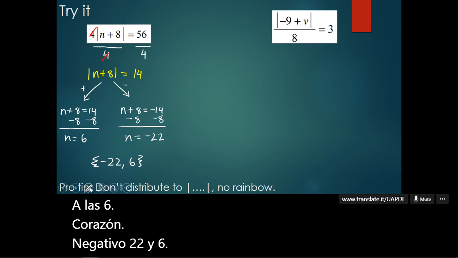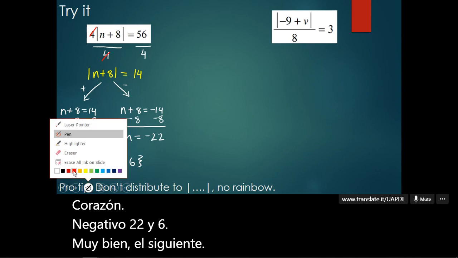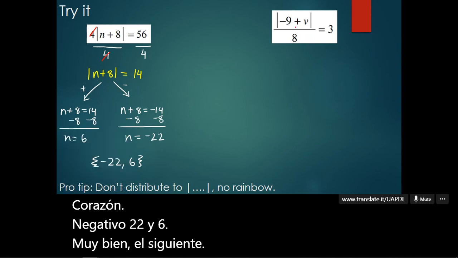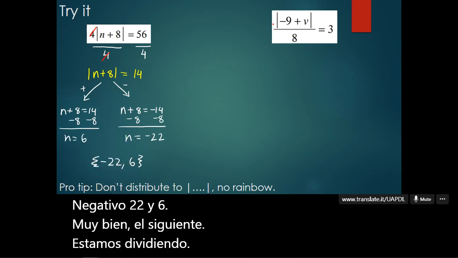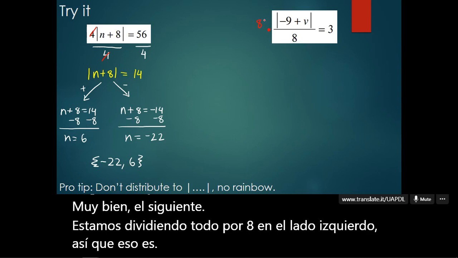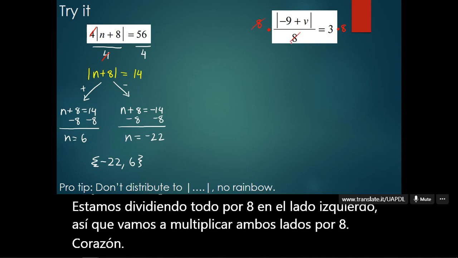All right, next, we're dividing everything by 8 on the left-hand side, so let's multiply both sides by 8. To get rid of this, it's going to cancel out these 8s here.